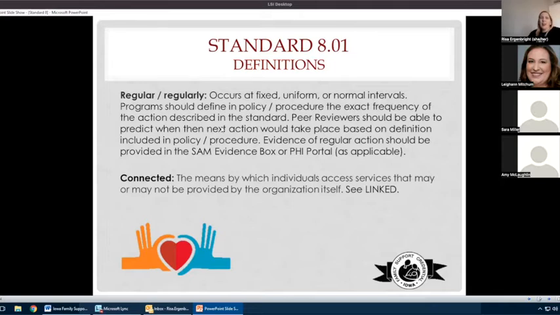Phrases such as "as needed" are a really big indicator that I don't know when that need is going to come up again. How could a staff member anticipate when that need's going to come up again? How would a peer reviewer know when to look for it again? So "as needed" does not meet that standard. We want to provide some additional clarification there.